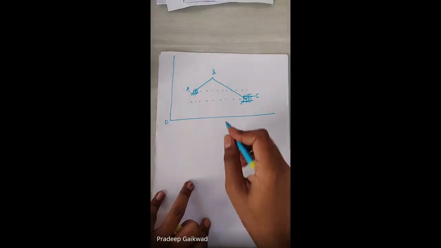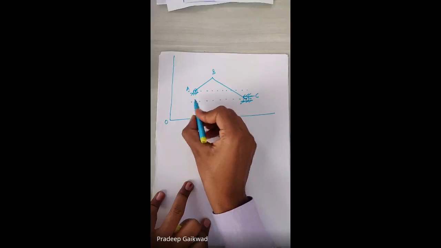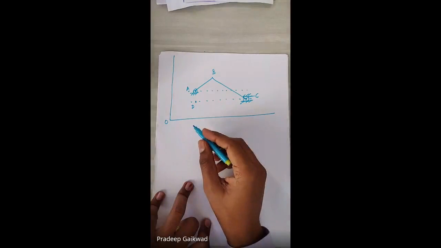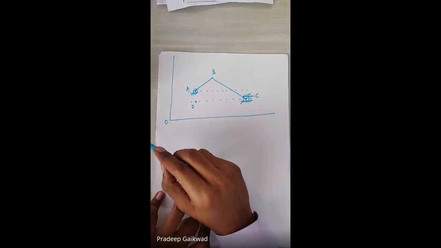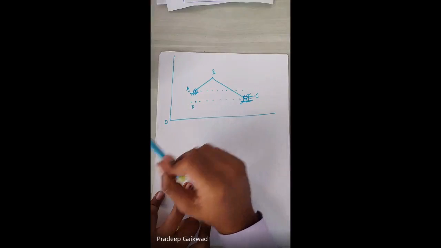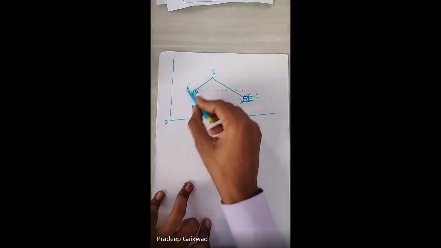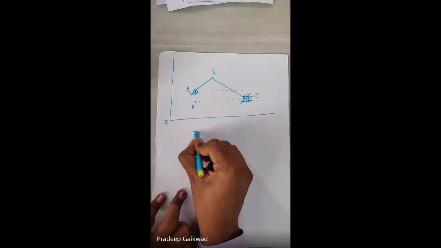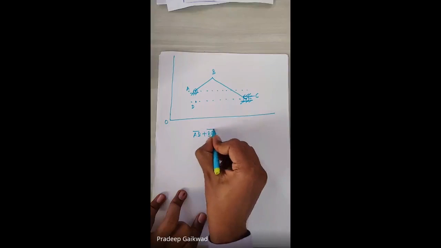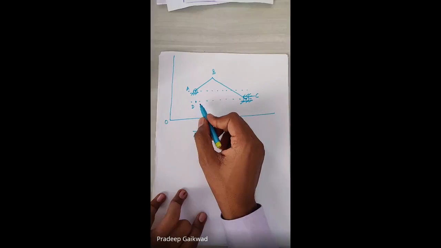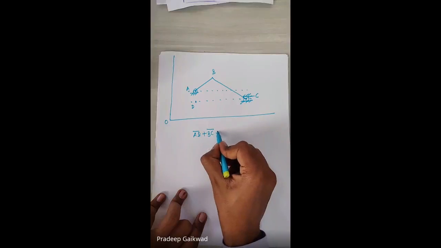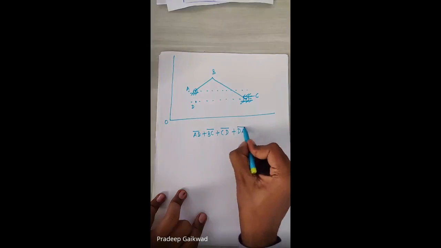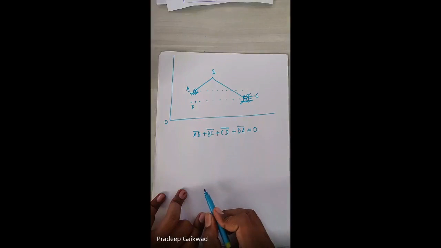So what I do in this case, I'll just take one more point here, which is not a part of this mechanism actually. But I'll take point D, and now I'll write the loop closure equation. If I add one point D, how can I write it? See here, it is vector AB plus vector BC plus, even though point D is not part of the mechanism, I write it as CD plus DA, and it is equal to 0.